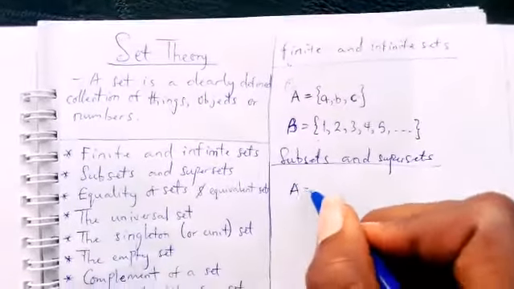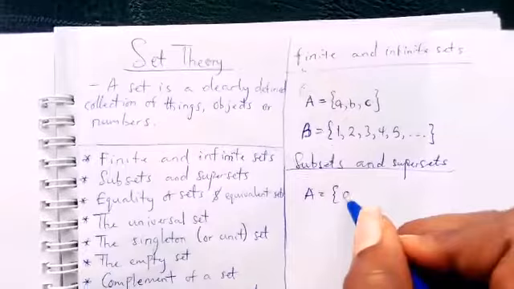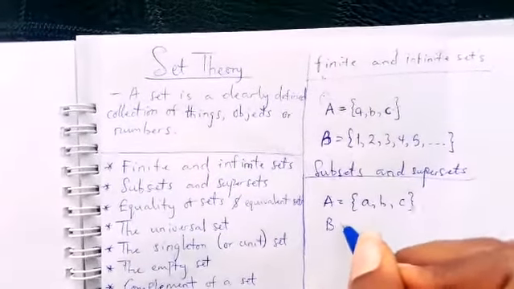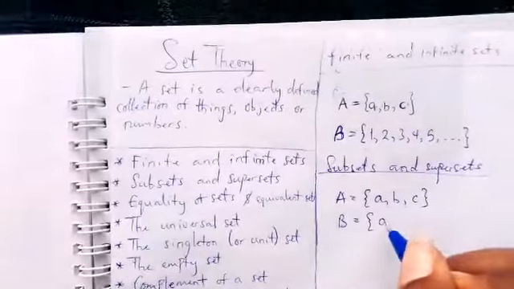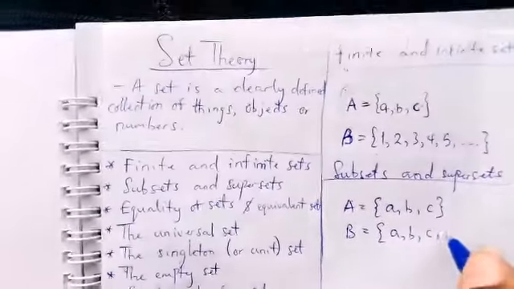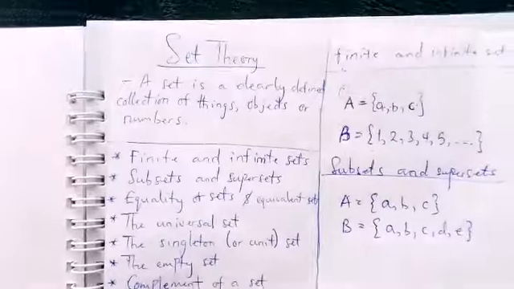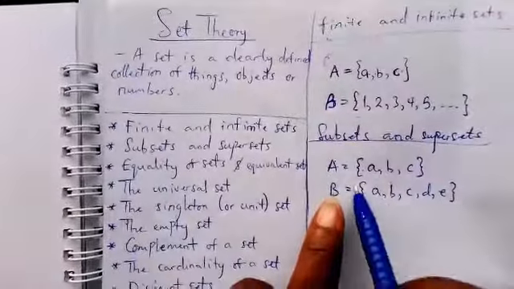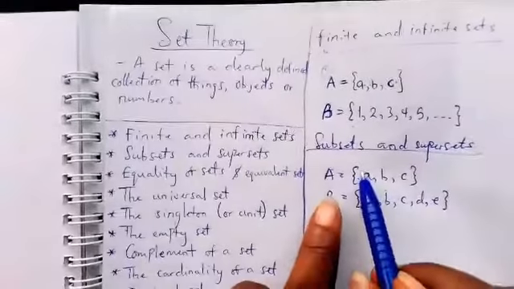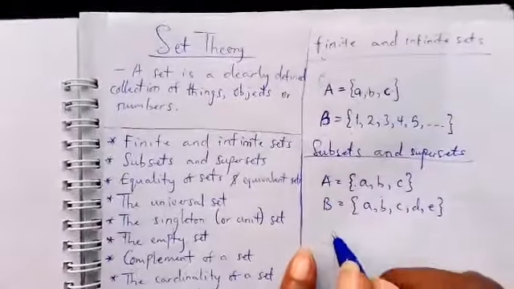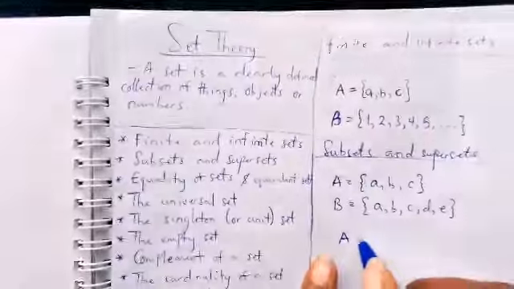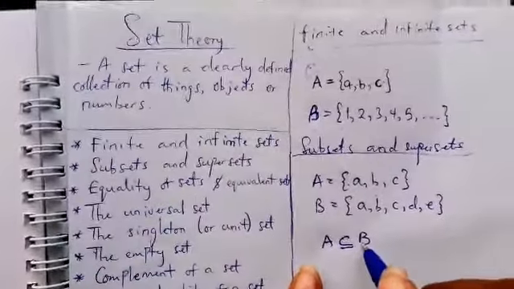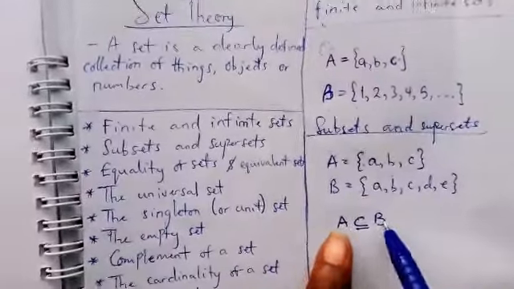If we have a set A containing the elements a, b, c, and then another set B containing the elements a, b, c, d, e. Now we find out that everything here is contained here. So we say, look at the denotation, that A is a proper subset of B because A is contained in B.